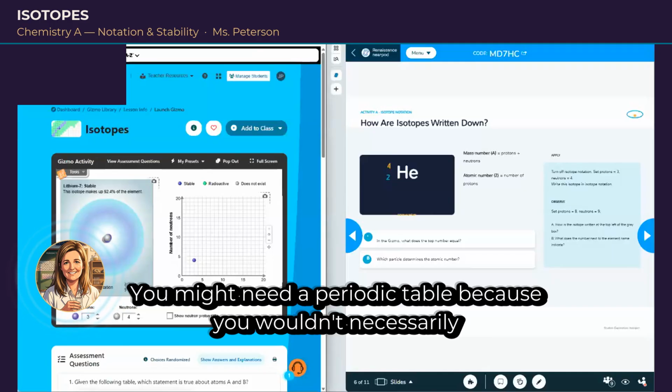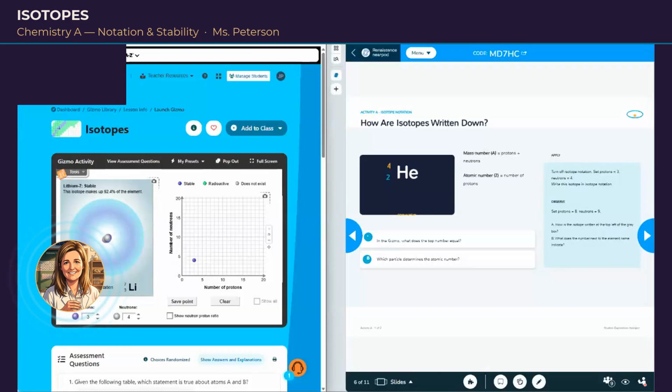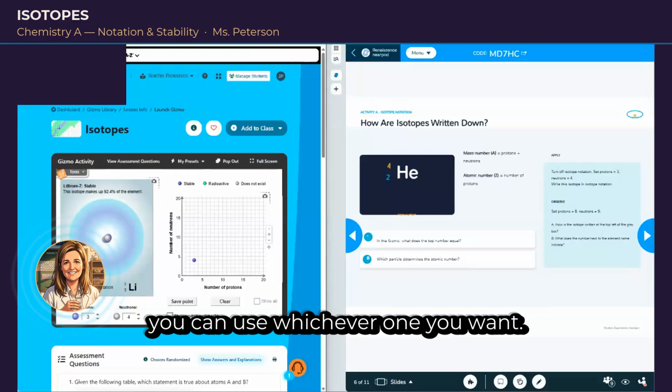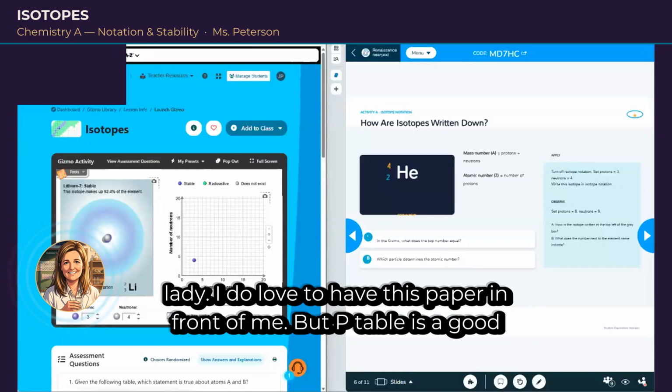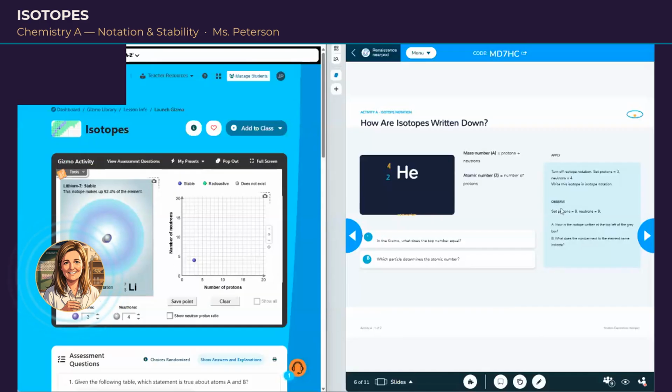You might need a periodic table because you wouldn't necessarily know the chemical symbol for lithium. And a good periodic table, I'm going to put it in the chat. You can use whichever one you want. Print one if you want. You guys probably don't ever print things. I'm an old lady. I do love to have this paper in front of me. But P table is a good one that I like to use. Has lots of information.